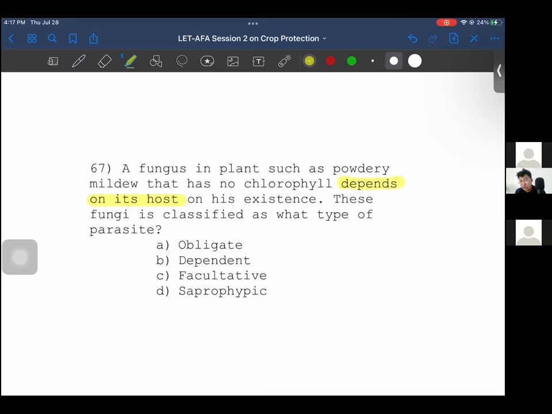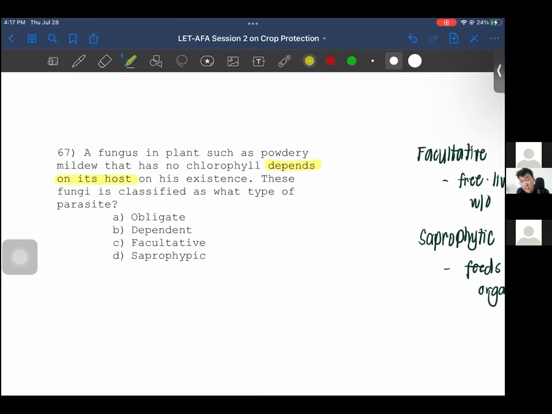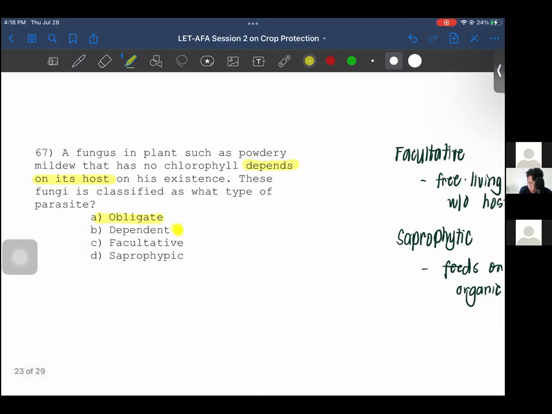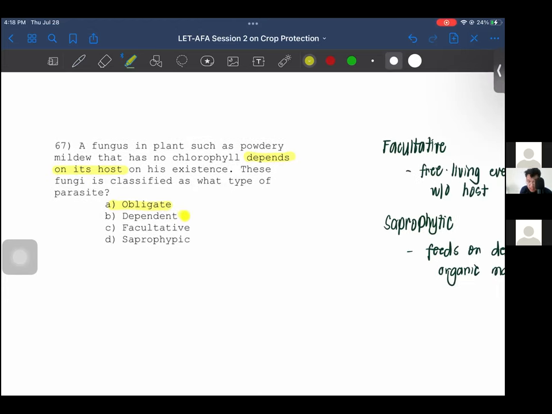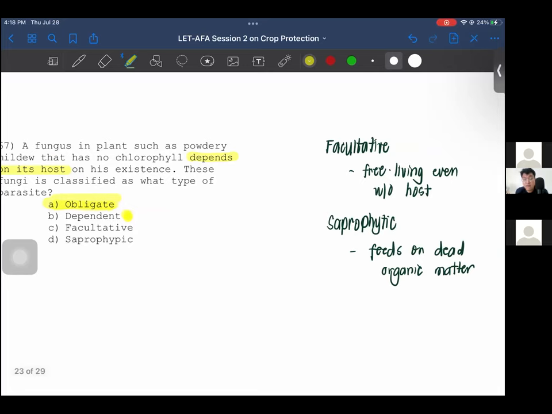Kapag familiar kayo, there is no such thing as dependent organism. Dependent organism is termed, coined as obligate parasite. Obligate, ibig sabihin, dependent siya sa host. Kaya ito yung sagot. A ang answer dito. Dependent siya sa host niya. Facultative and saprophyte. Facultative, they can live even without a host. Kaya mabuhay kahit wala silang host.